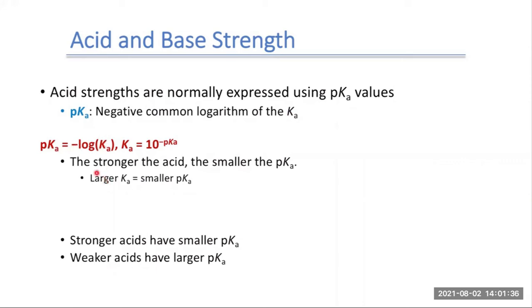That means our stronger acids will have a smaller pKa. So you can think: larger Ka equals smaller pKa. Strong acids, smaller pKa's. Weak acids, larger pKa's. We tend to use our pKa values in organic chemistry, and you'll see that from your table of pKa's for the different functional groups.